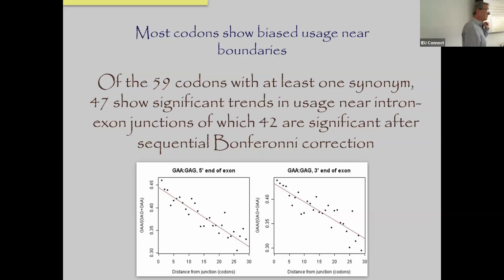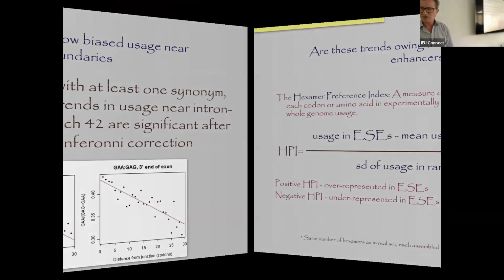So if you have the sequence GAA, GAA, it is as sticky as can be to SR proteins. GAG is pretty sticky as well, but GAA, GAA is as sticky as they can be. So what we could show was that we take the 59 codons that have at least one synonym, 47 of them will show some trend like this, and 42 even after the great destroyer that is Bonferroni correction. So most codons show a trend either of being preferred or being avoided as you move towards exon ends.